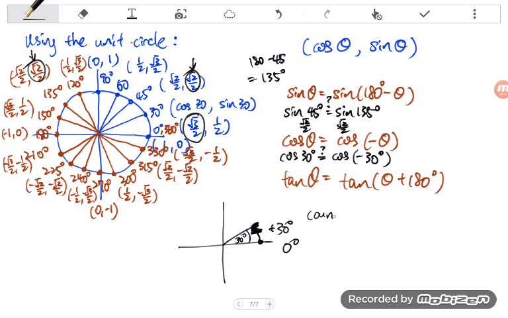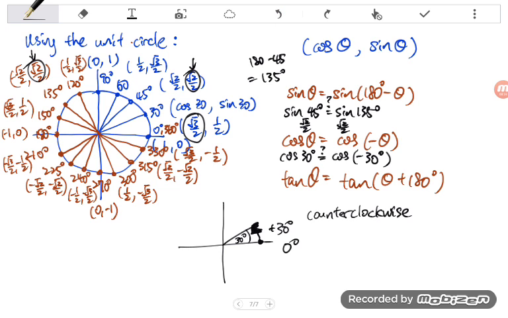Counterclockwise, C-O-U-N-T-E-R, counterclockwise direction, and we get a positive angle. In fact, if I do the same thing for 45, I get a positive 45. If I rotate from the 0 degrees in the counterclockwise direction, I will always get a positive angle.